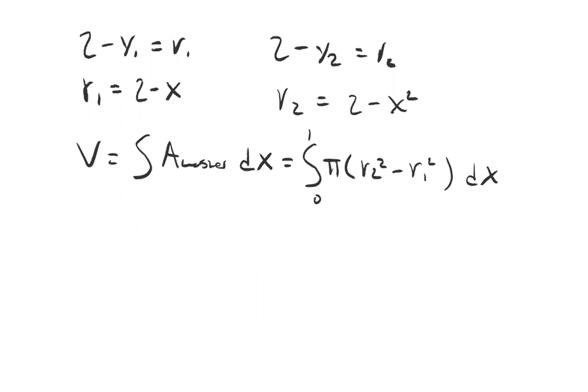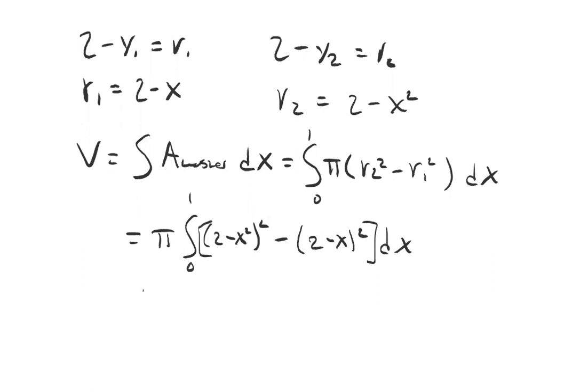Okay, so when I plug this in, this is pi times the integral from 0 to 1. R2 squared is 2 minus x squared, minus R1 squared, which is 2 minus x squared. So now I just go through and finish the integral.